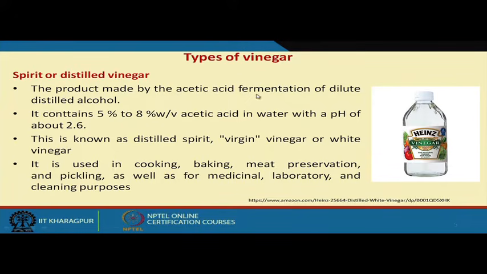Spirit or distilled vinegar is a product made from acetic acid fermentation of dilute distilled alcohol. It contains 5 to 8% acetic acid in water with a pH of 2.6. It is known as distilled spirit or virgin vinegar or white vinegar. It is used in cooking, baking, meat preservation, pickling, as well as for medicinal, laboratory and cleaning purposes. So vinegar is used for different purposes.